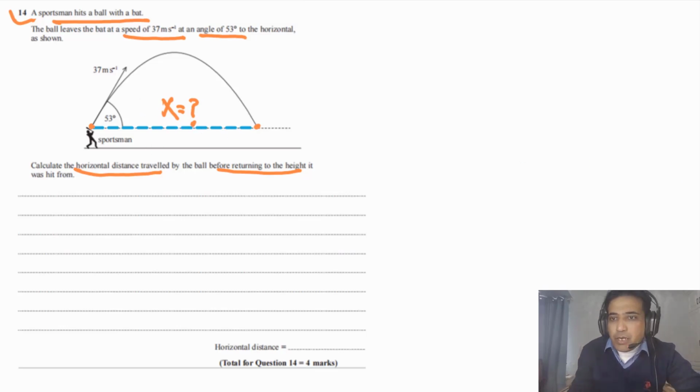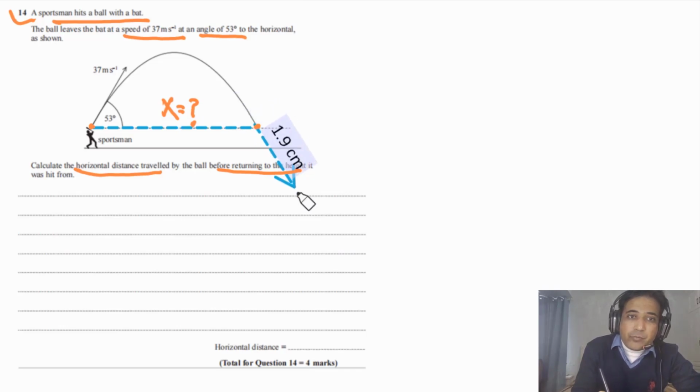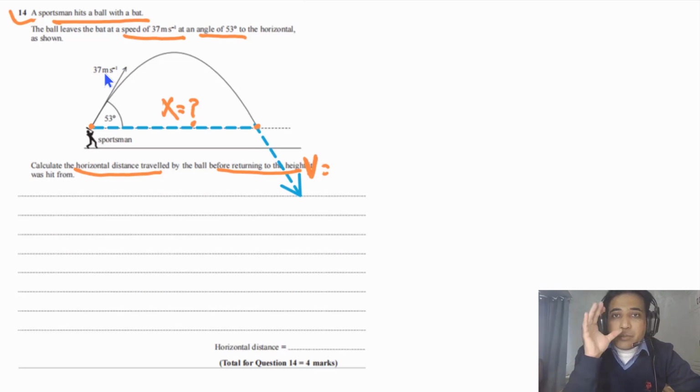Now we need to highlight some important information we can get from this graph. First thing, we can draw this arrow. This arrow is representing the final velocity, and the magnitude of the final velocity at this point has to be the same as the magnitude of initial velocity at this point, because mechanical energy is conserved as there is no air resistance. As mechanical energy is conserved, kinetic energy at this point and at this point has to be the same. At the same height, kinetic energy has to be the same. So that's the reason we can say the magnitude of this velocity is also 37 meters per second.